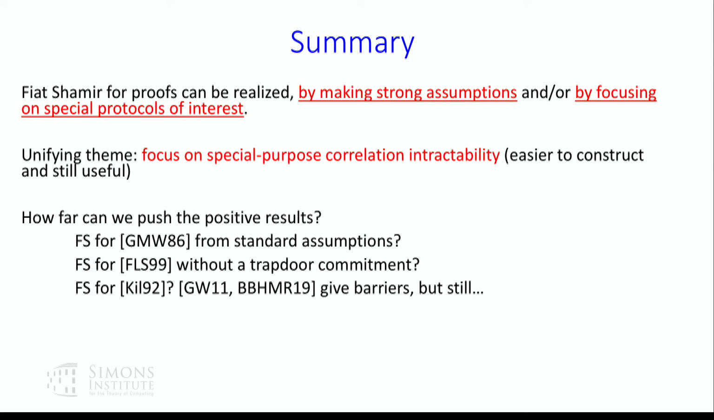I think there are a ton of open questions. Here are a few. The three-coloring protocol, I still don't know how to do Fiat-Shamir for the three-coloring protocol with any commitment scheme under standard assumptions. That would be nice. Right now, there's a difference between the Blum protocol and the GMW three-coloring protocol, and this doesn't make any intuitive sense to me. We should be able to do it for both.